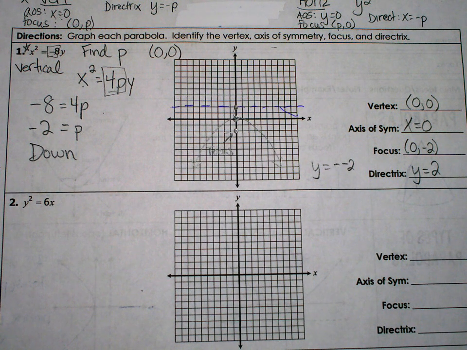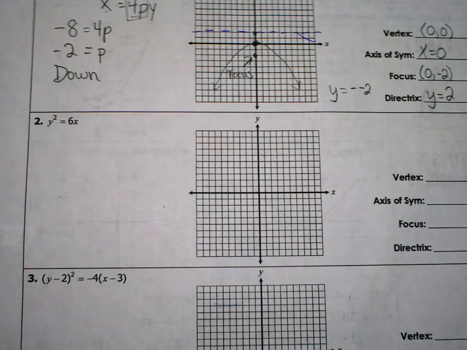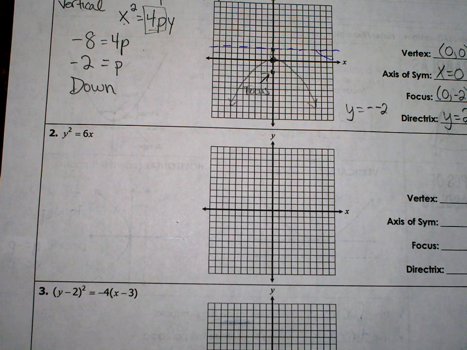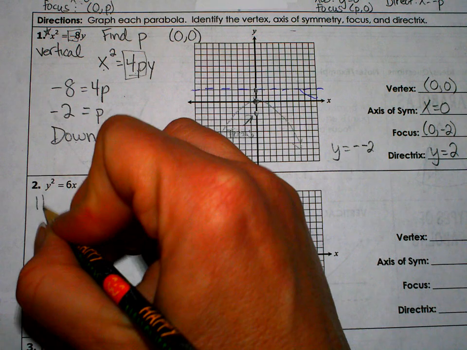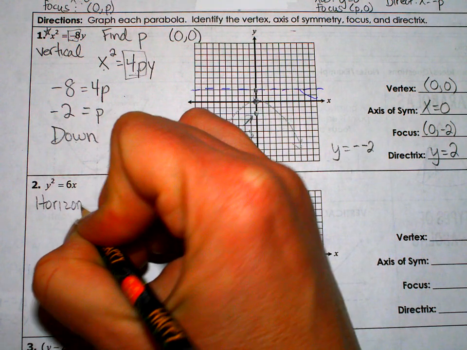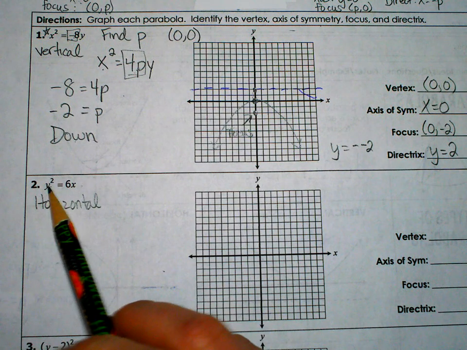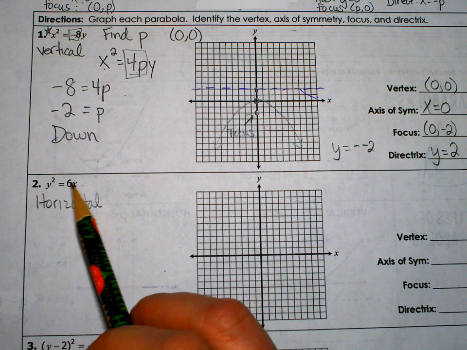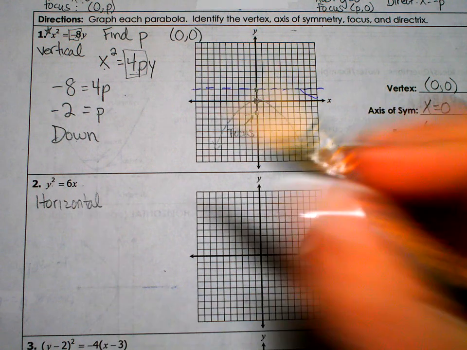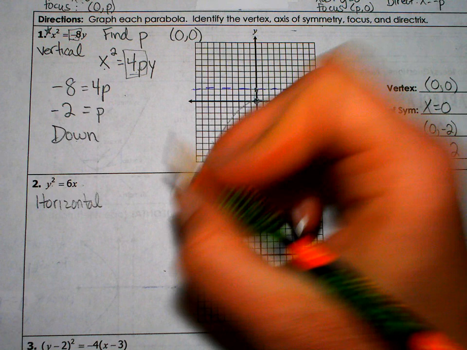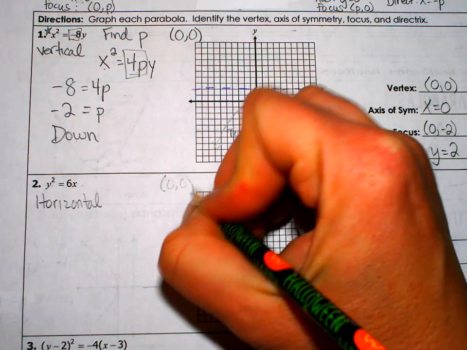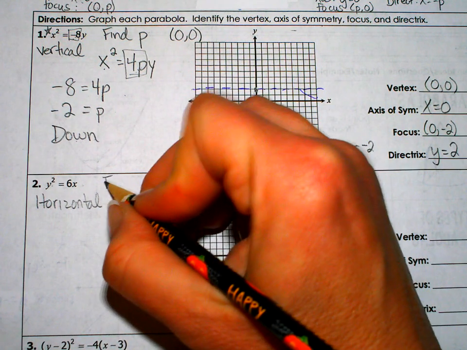Okay. Now, let's move on. Y squared. Oh, look at the top of your paper. Y squared equals what? Oh, it means horizontal. Okay. There is no h and k. There's no y minus k. There's no x minus h, which means that my vertex is going to be at 0, 0. And your job is to find p.